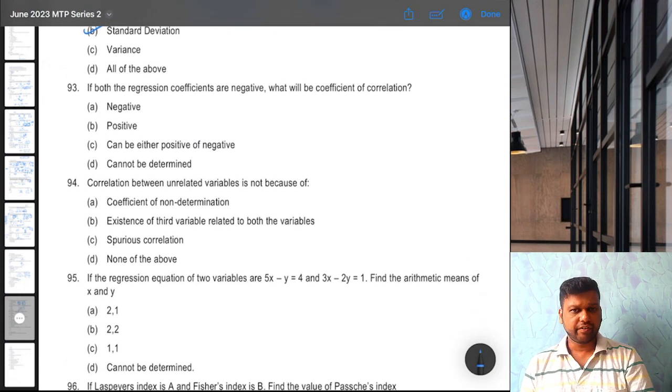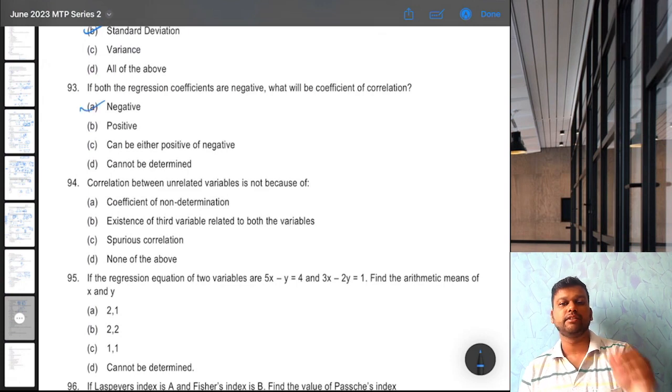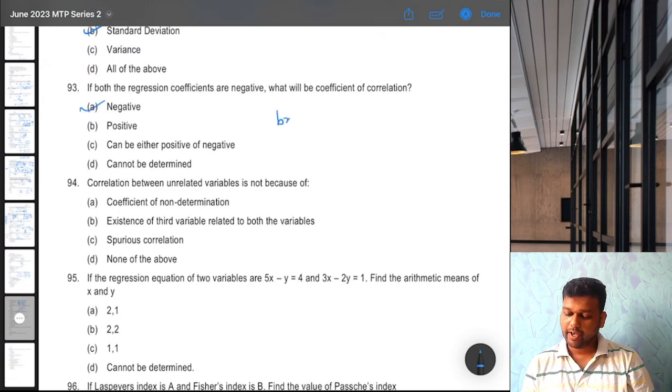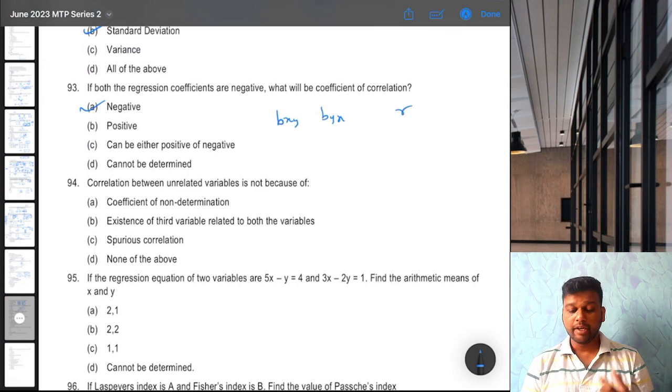If both regression coefficients are negative, what will be the coefficient of correlation? That will also be negative. If bxy and byx both are negative, then r will also be negative. If both are positive, r will also be positive. It cannot happen that one is negative and one is positive.